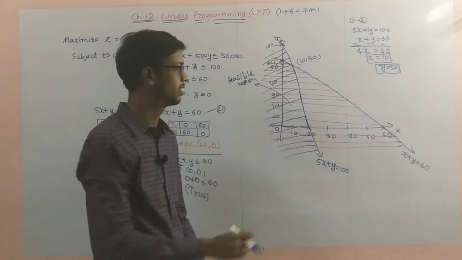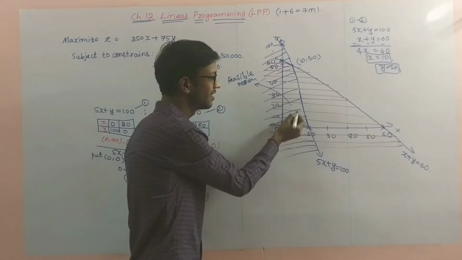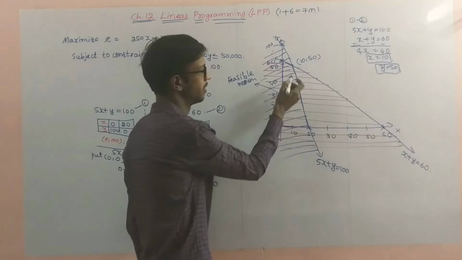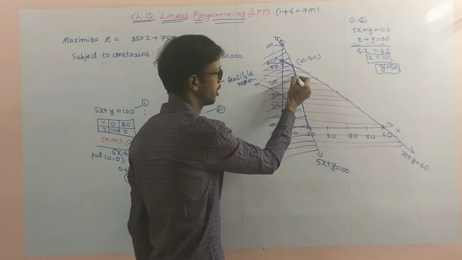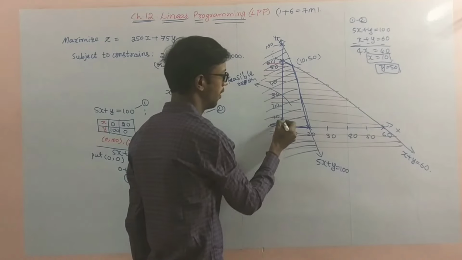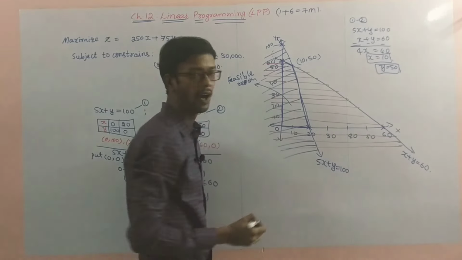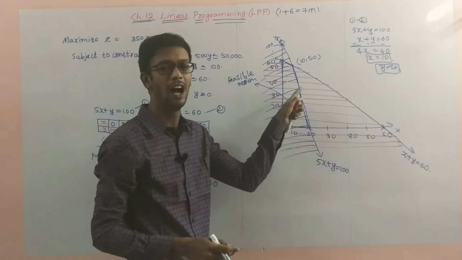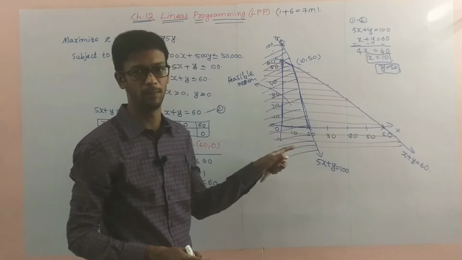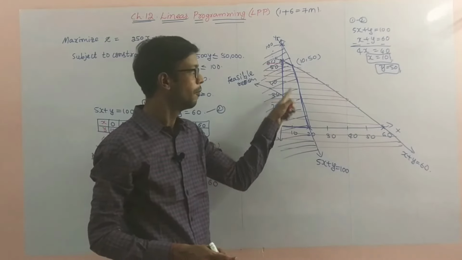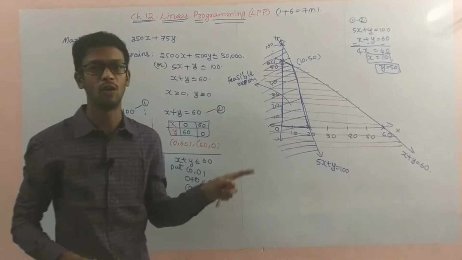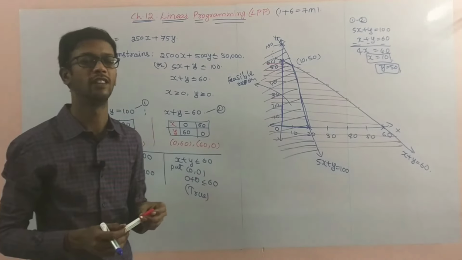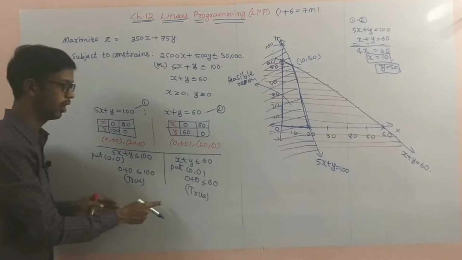Next, feasible solution. A feasible solution means a point inside the feasible region or on the boundary. This is called the boundary. You can observe this is the boundary line. A point inside or on the boundary lines of the feasible region is called a feasible solution. So this one is completed.